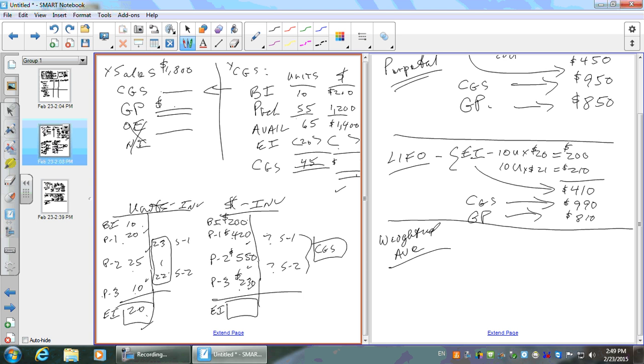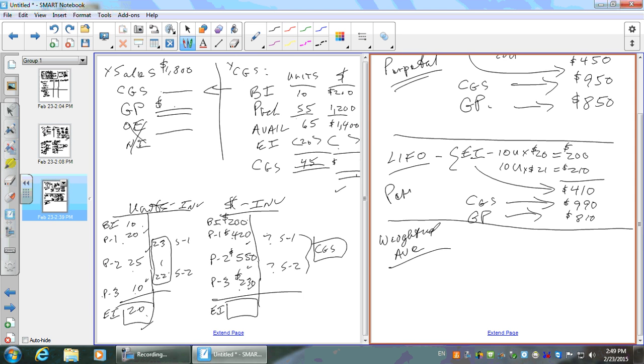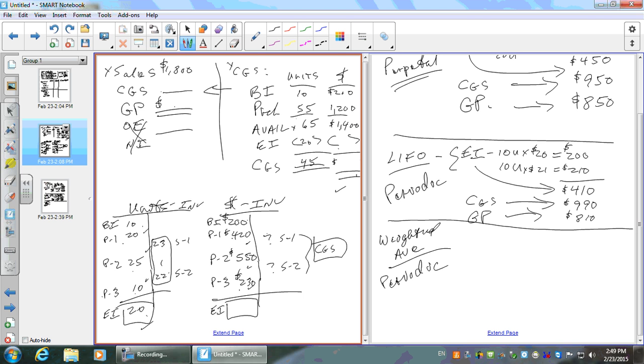All right. So, yeah, this is periodic LIFO. And then weighted average is periodic. You can't get a weighted average until you've bought them all, right? Okay. So, what's the total units that I have available? 65, right, everybody? What's the total dollars I have available?